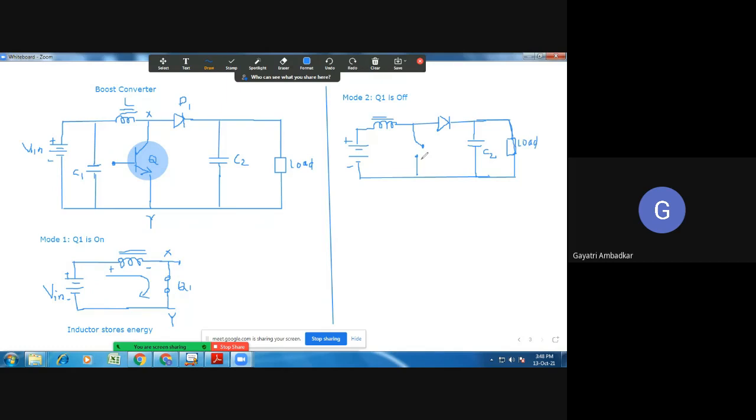So the switch has opened. Suddenly it has opened. Therefore, there is an abrupt change in the current, and whenever there is an abrupt change in the current, the polarity which was developed initially will be reversed. Okay, polarity is reversed only. This is the input voltage. How much voltage was stored across the inductor? Equal to V in. Now if you see how the current is flowing.